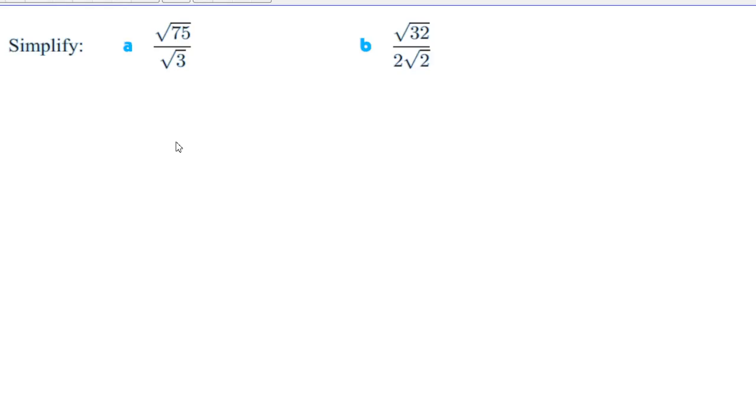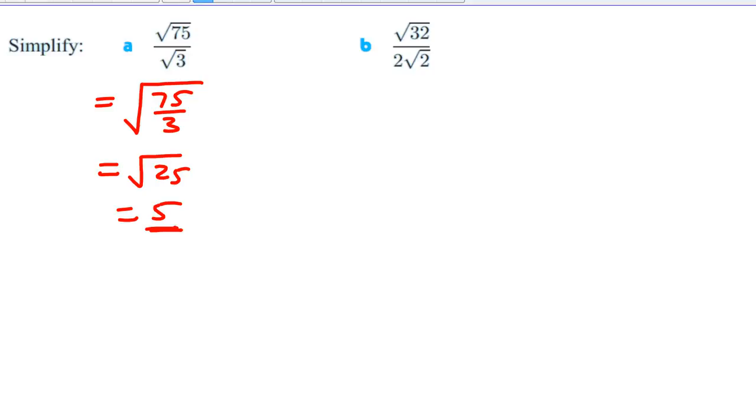Now I'm going to look at some examples here. Here we have square root of 75 divided by square root of 3. We can work this out by just finding the square root of 75 over 3 using the formula that we just saw on the previous page. This will be square root of 25, which is just 5.